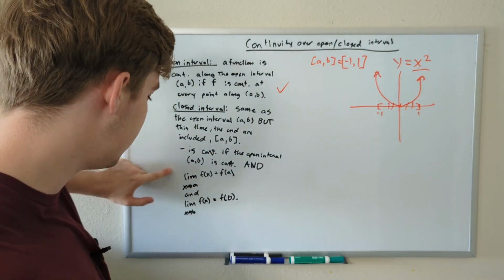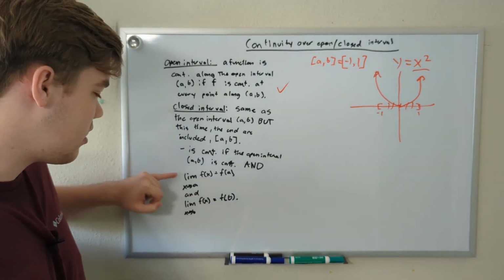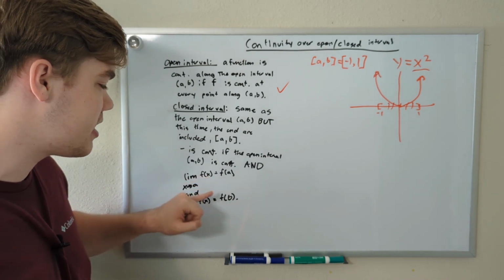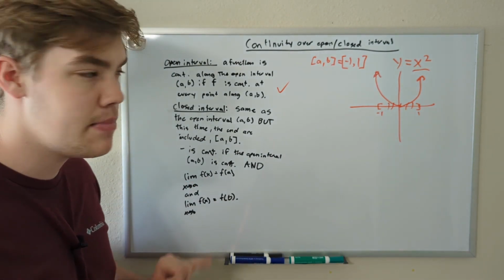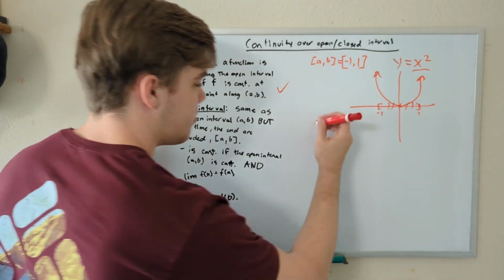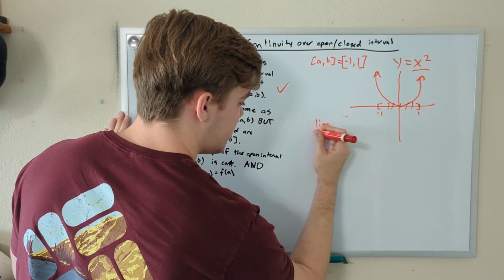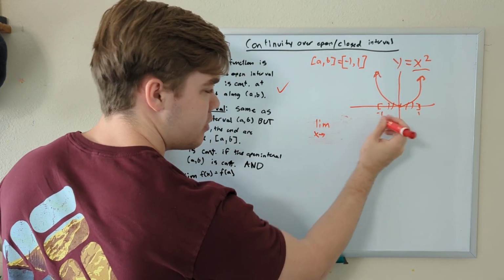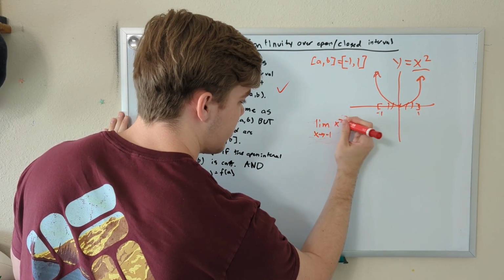But now we need to check this down here. What we need to check is that our limit of x approaching a of f of x is equal to f of a, and then do the same for b. So what we're going to do is write down our problem here. We have the limit as x approaches our a value, which is -1, of x squared.